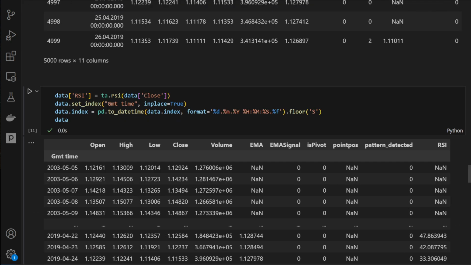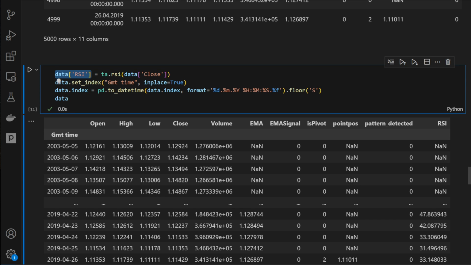So now we can compute the RSI, again using the technical analysis package. I'm just using this function RSI, passing the closing prices and collecting the RSI values, saving them into the data frame under a new column called RSI.